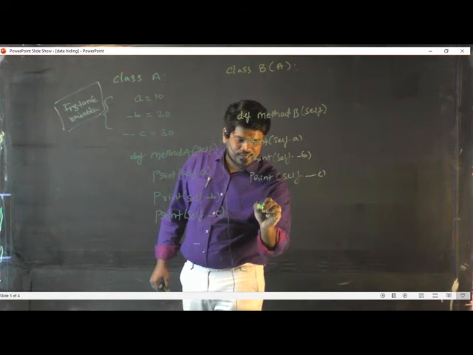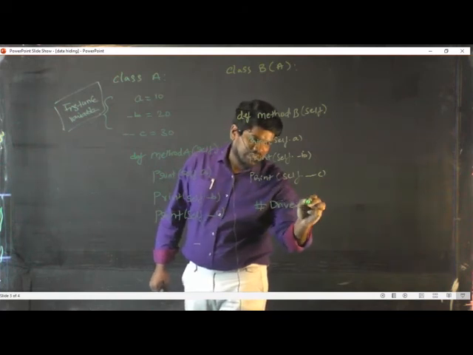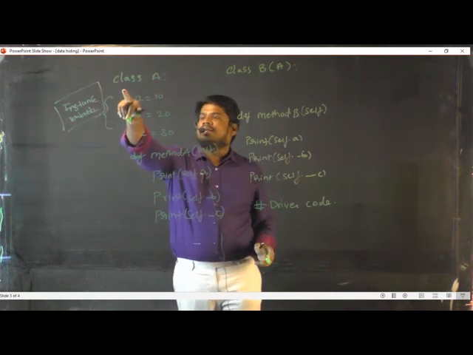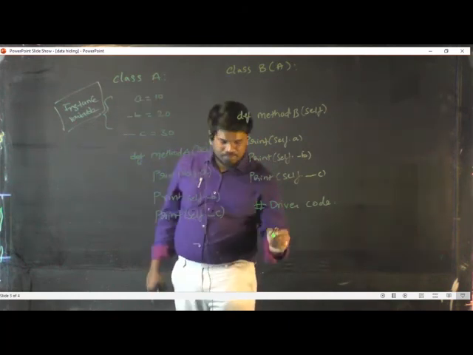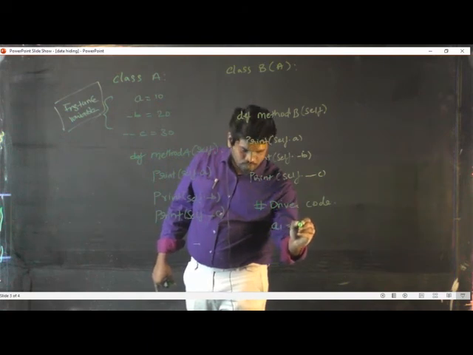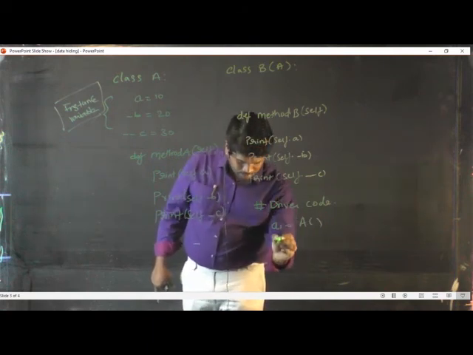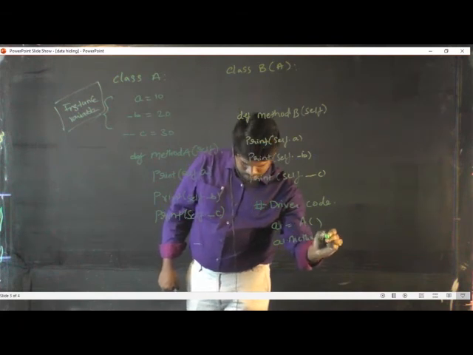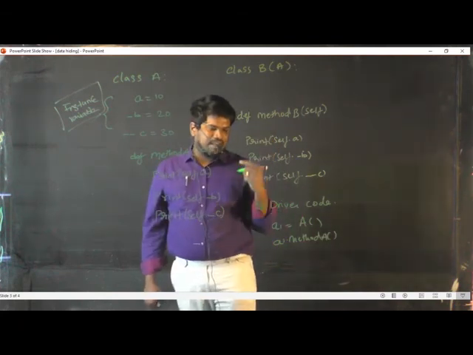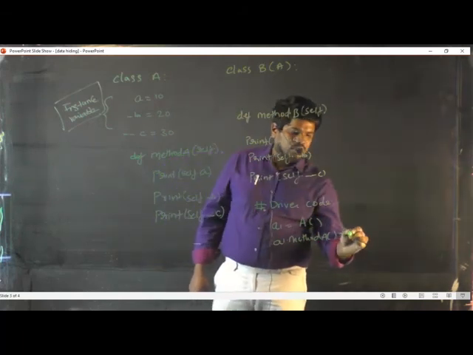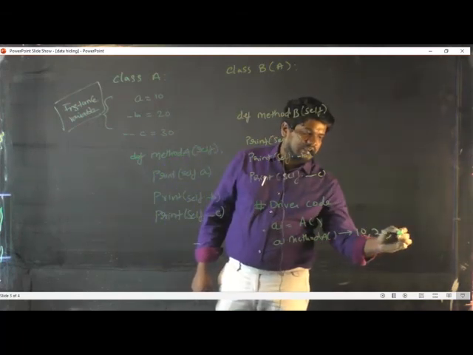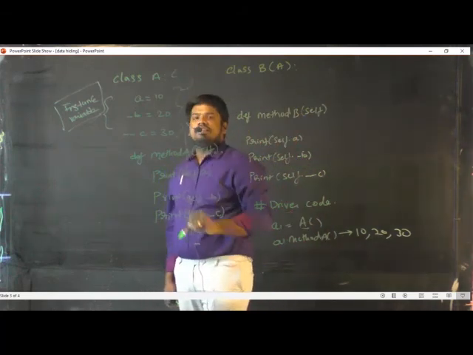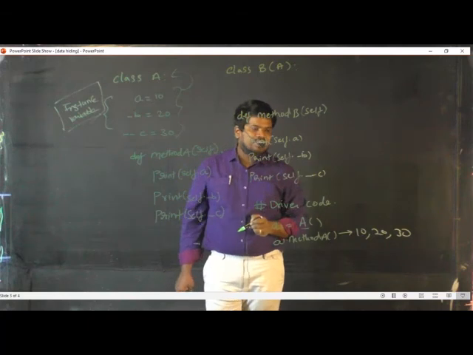Next I'll write the driver code. In the driver code, first of all I'll create the object of class A. A1 is equal to A, and next A1 dot method A. When I execute my program, the answer would be 10, 20 and 30, because all these instance variables are there inside class A. That is why without any error I'll get the answer 10, 20, 30.